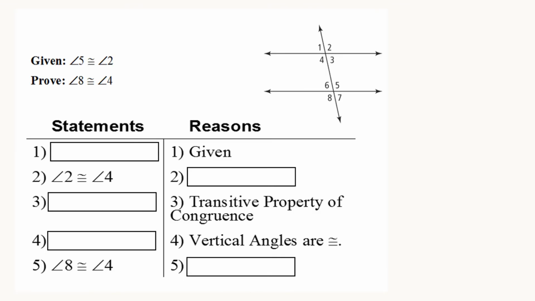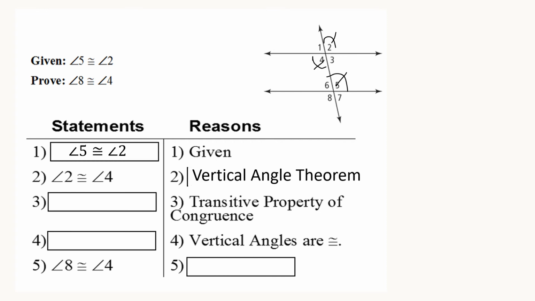These ones are a little bit more tricky for you guys, but the given is angle 5 is congruent to angle 2. Then we have, so angle 5 is congruent to angle 2. Then angle 2 is congruent to angle 4. Why is that? It is because they are vertical angles, so it's a vertical angle theorem. Then we use the transitive, which means that we need to cancel or take away something here, which would be the angle 2, to get angle 5 is congruent to angle 4.